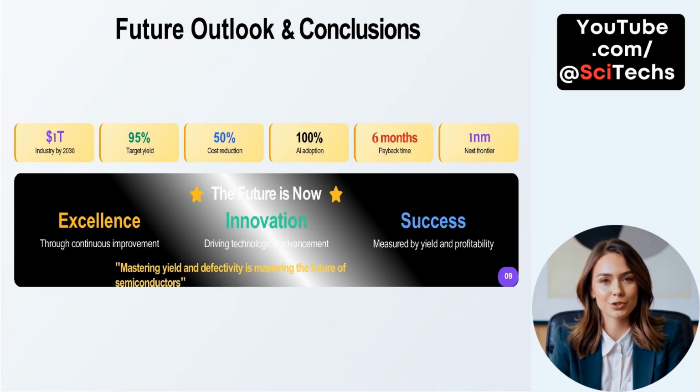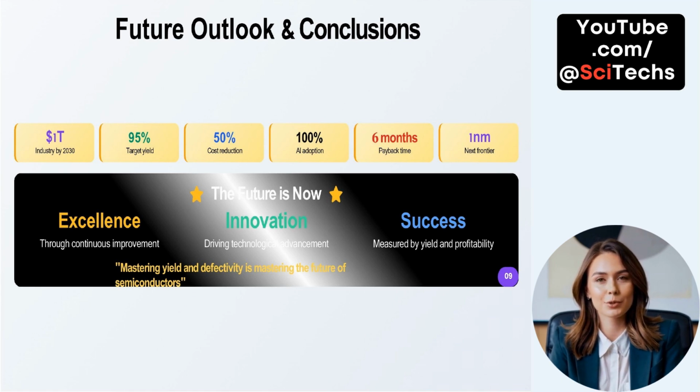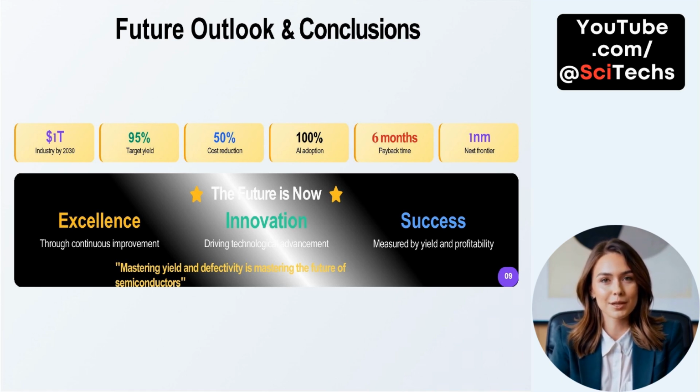Future outlook and conclusions. The semiconductor industry is heading toward a bold future, projected to reach a $1 trillion market value by 2030. To achieve this, companies are targeting a 95% yield, which requires precision, innovation, and relentless focus on improvement. A 50% reduction in manufacturing costs will be necessary to stay competitive, especially as complexity increases.